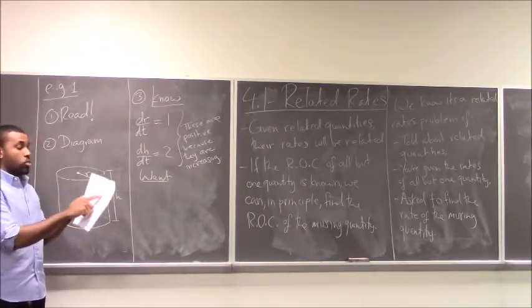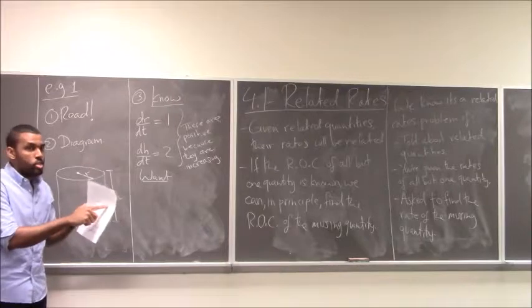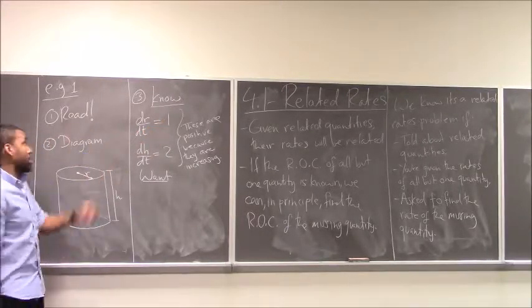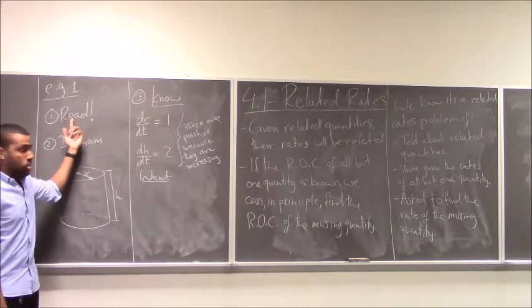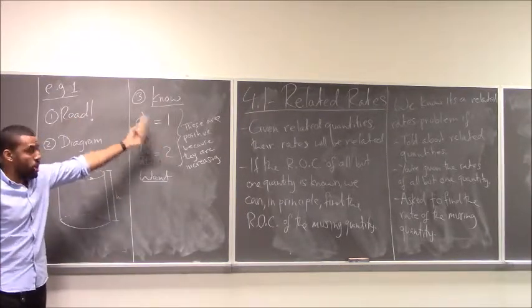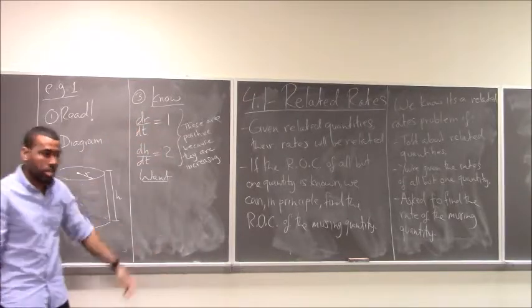If the question were to say that the radius was decreasing at 1 meter per second, I would put a minus 1. So that's important. That's why it's important to read, because you're reading to know how you're going to put these values down. They're both positive numbers because we know that they're both increasing.